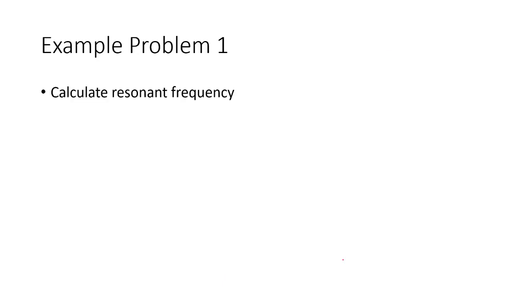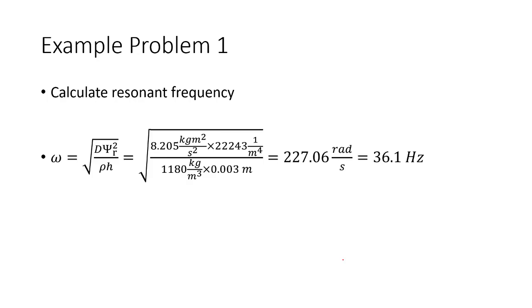What we want to do next is use those to calculate the resonant frequency. So omega is equal to the square root of D times psi sub r squared divided by rho h. So D, again, was 8.205, and newton meters comes out to be kilograms times meters squared divided by seconds squared, times 22,243 times 1 over meters to the 4th. So that meters squared will cancel out. This will become meters squared in the denominator here. And then divided by 1180 kilograms per cubic meter times 0.003 meters for the thickness of the panel.